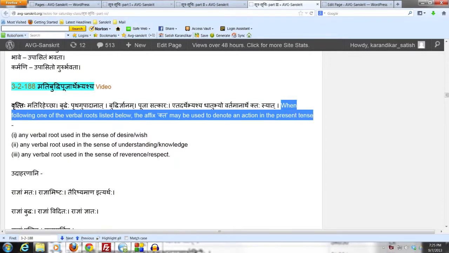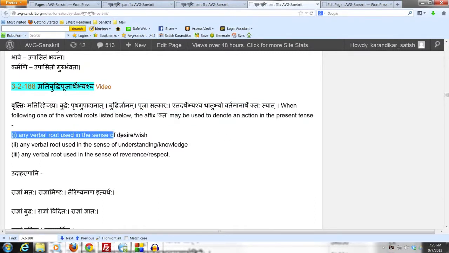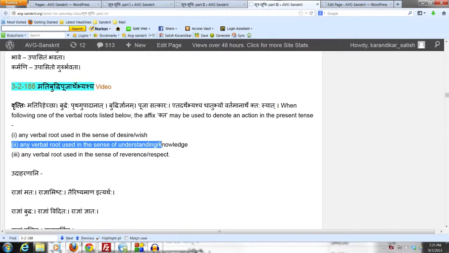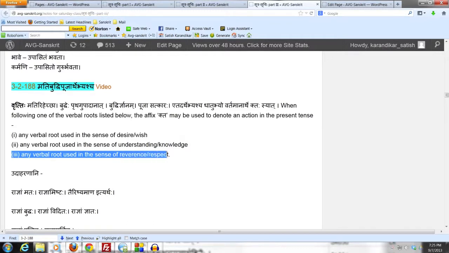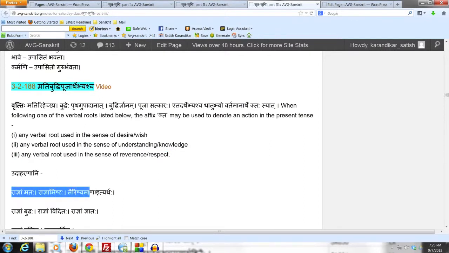The first category is any verbal root used in the sense of desire or wish. Second is any verbal root used in the sense of understanding or knowledge. The third category is any verbal root used in the sense of reverence or respect. At that time we saw the examples Rajnyam Mataha, Rajnyam Ishtaha, etc. We used the sixth case affix with Rajan.